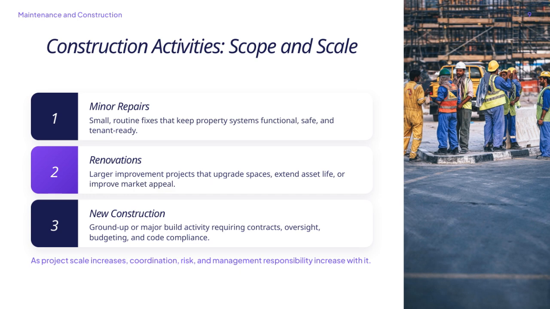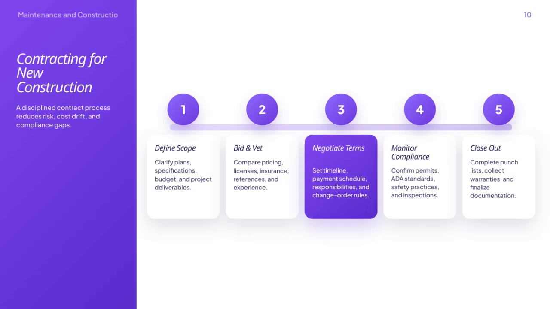Overall, as the project scale increases from minor repairs to new construction, the requirements for coordination, risk management, and oversight rise accordingly. This progression helps ensure that each type of activity is handled with the appropriate level of care and expertise. When contracting for new construction, it's crucial to follow a disciplined process to minimize risks, control costs, and ensure compliance. It all starts with clearly defining the scope.